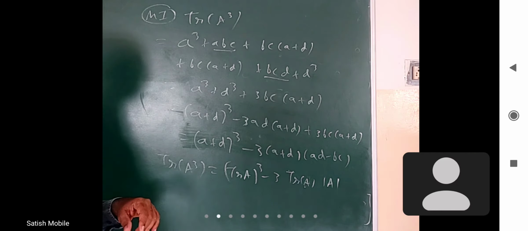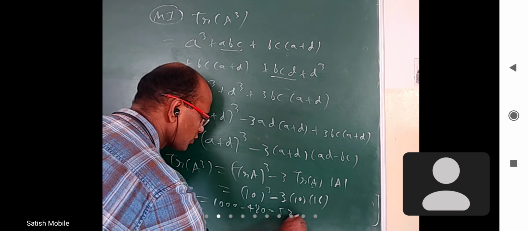Now for us, trace of A is 10. This is 3 times 10 into 60. There is a 3 here, I hope you have seen that. It is 1000 minus not 160, 1000 minus 480. Is it okay? So 1000 minus 480, which is 520.